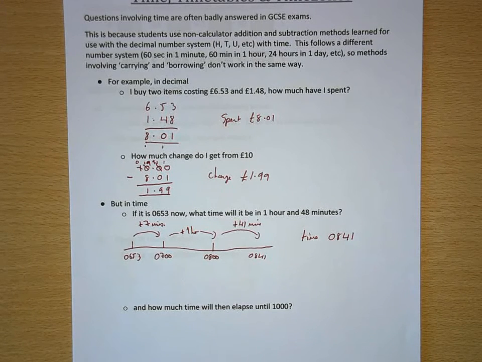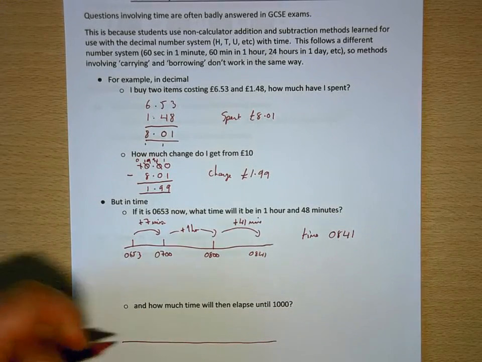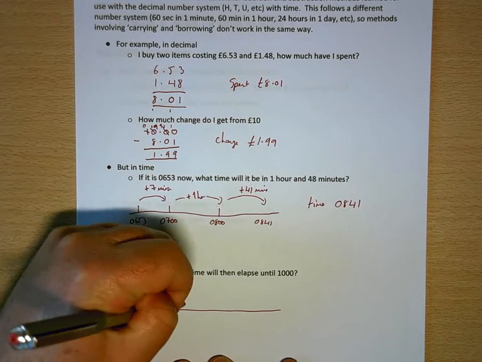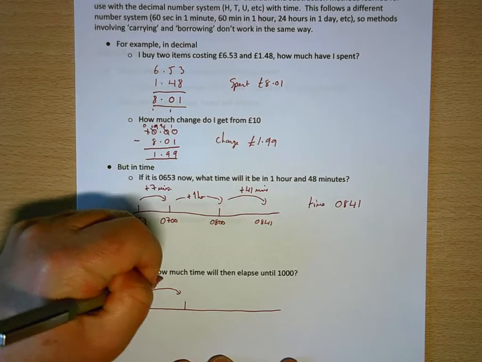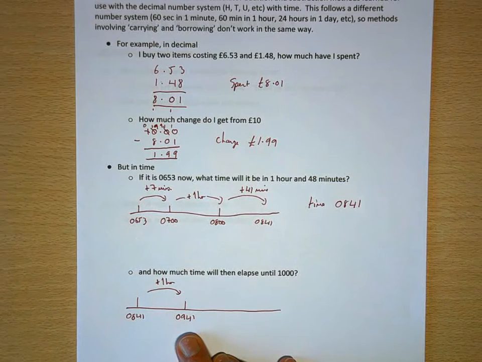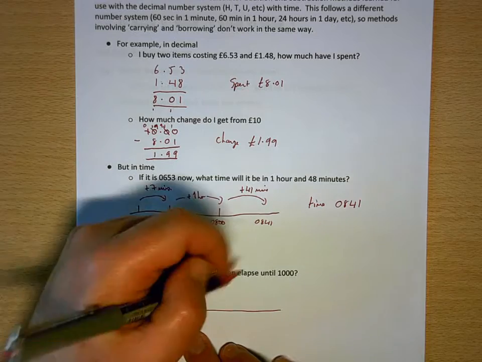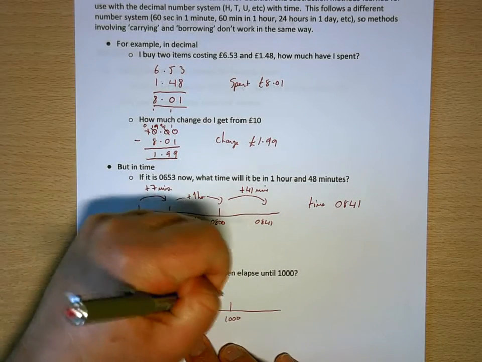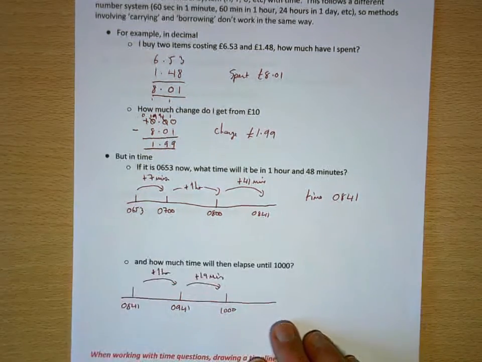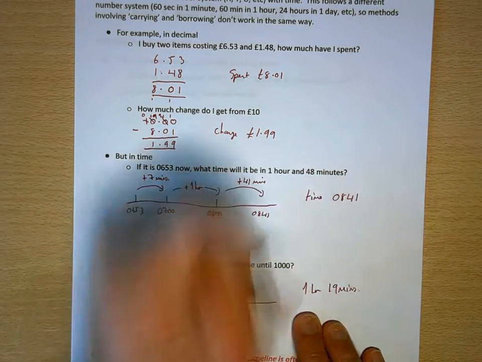And then how much time will then elapse until 10 o'clock? So again, if you think of your timeline, we're at 8:41. So if we go another hour, we're at 9:41. We can't go another hour again, it would take us beyond, but to go from 9:41 to 10 o'clock is going to be another 19 minutes. So how much time will then elapse? 1 hour 19 minutes will elapse.